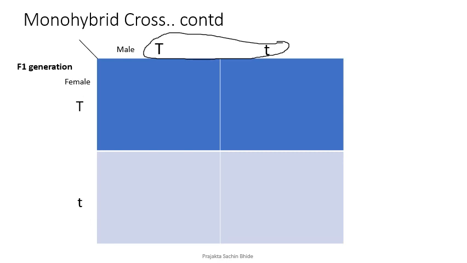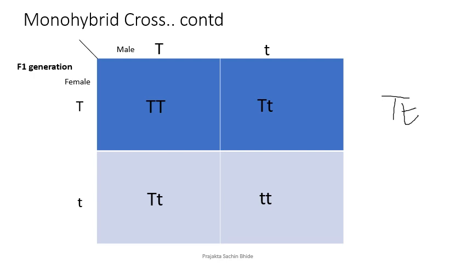Now, what will I get? Capital T, capital T. In this, I will get capital T, small t. Third, capital T, small t. Small t, small t. Whenever we are writing a genotype, there is a way in which we write them. The capital letter comes first and the smaller letter will follow. So we always write it this way and we will not write it the other way. That's a trend that is followed, but it means the same.